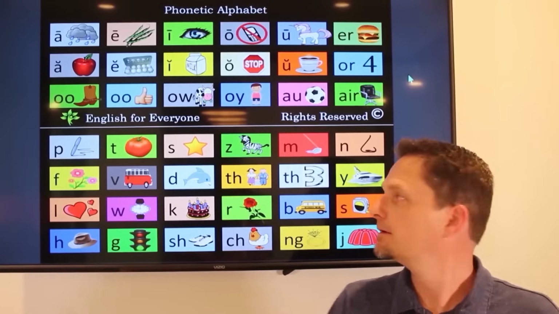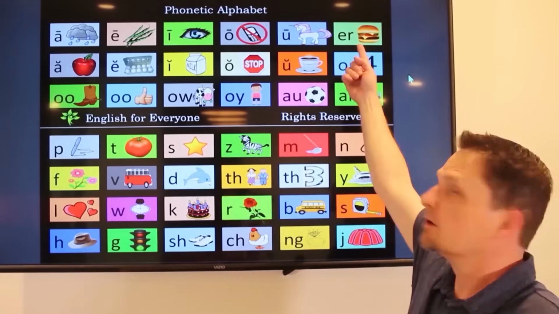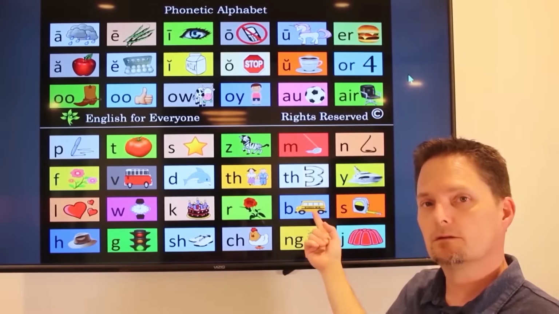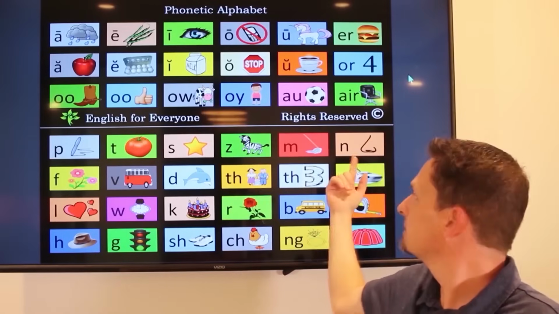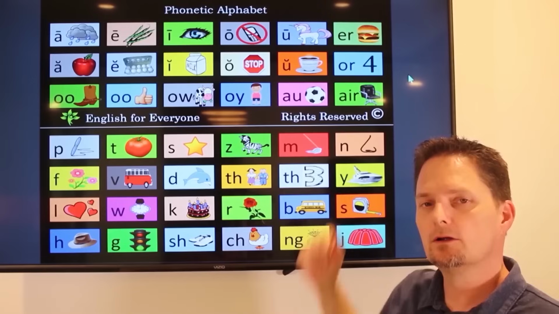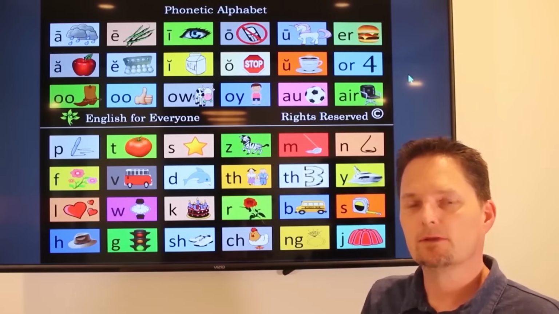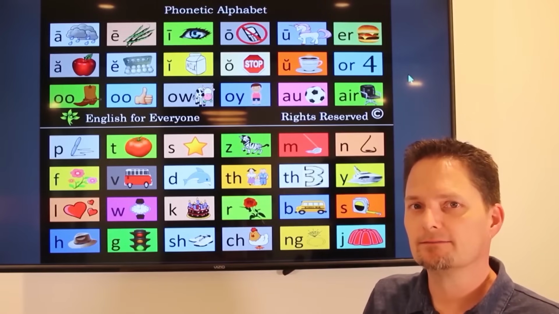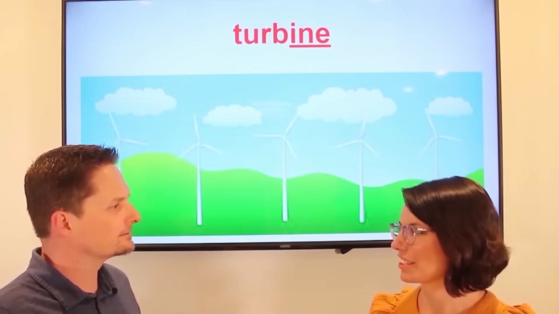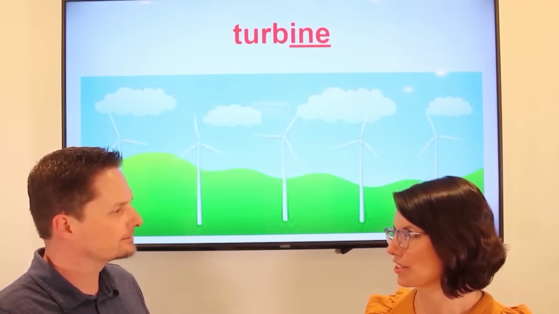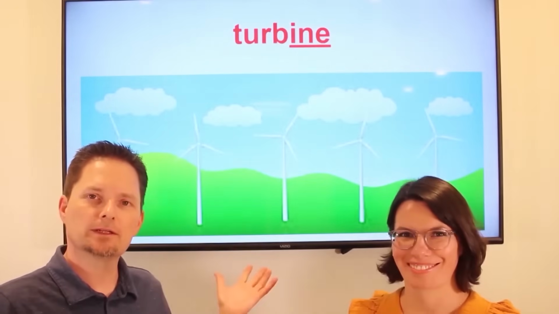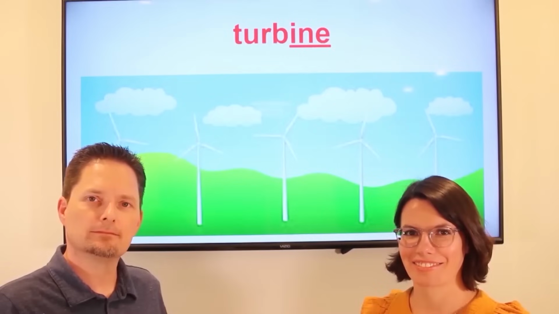Pronunciation, turbine. Turb, turb, turbid, turbine. Wind turbines generate electricity. Turbine. Let's practice. Are these wind turbines? Yes, these are wind turbines. What do wind turbines do? Wind turbines create electricity from the wind. Are these wind turbines? What do wind turbines do?